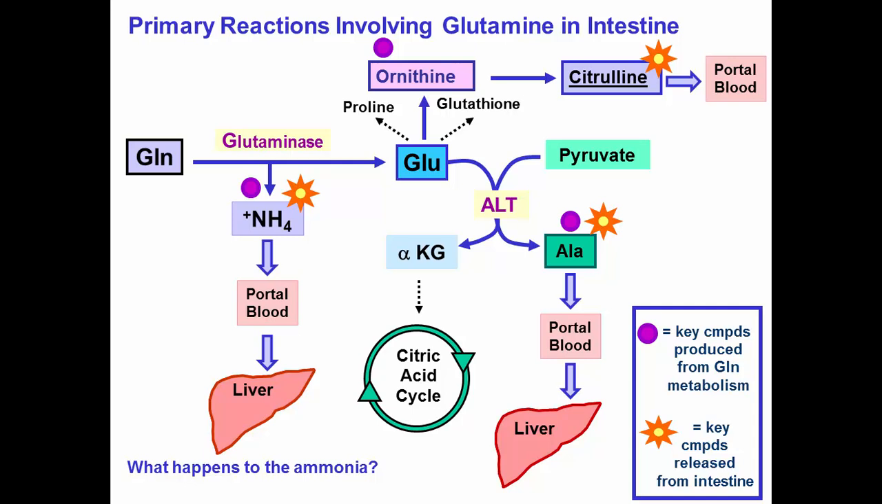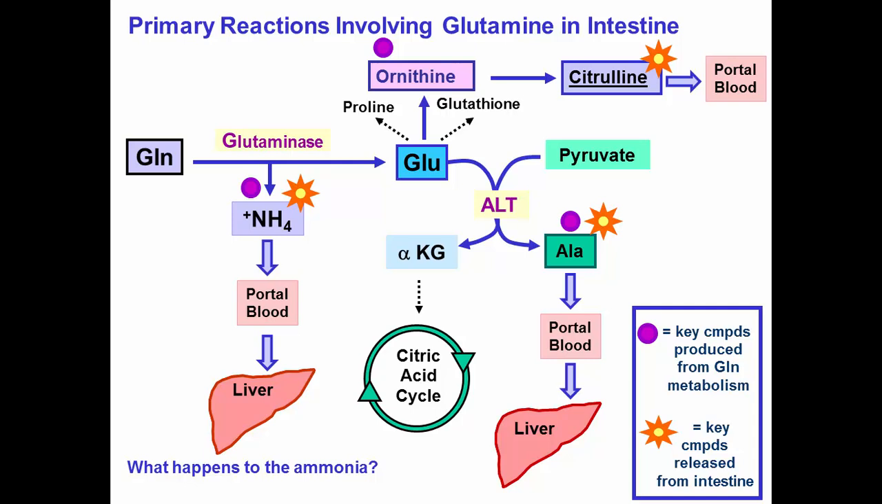The other thing that the intestine has is ALT, so it has a fair amount of ALT actually. Glutaminase breaks glutamine down and releases ammonia. That ammonia, we've already talked about, goes through the portal vein up to the liver. And then glutamate can be transaminated by ALT to form alanine, and alanine also comes in large concentrations from the intestine. Ammonia is going to the urea cycle, right? So that kind of takes care of that.